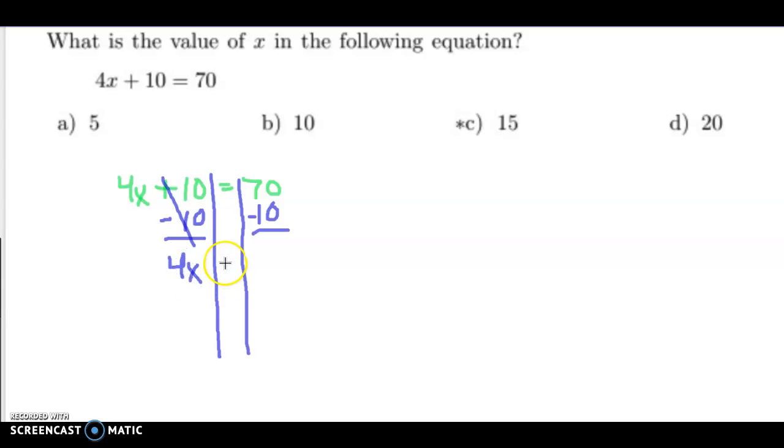So I bring down my 4x because that's what's left on the left side. And then 70 minus 10 is 60. So I'm going to go ahead and write that.